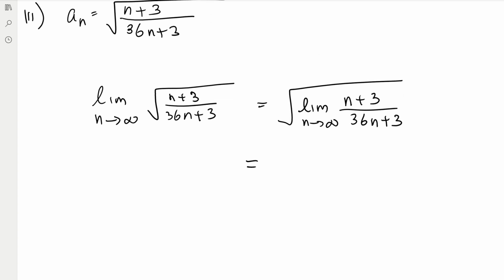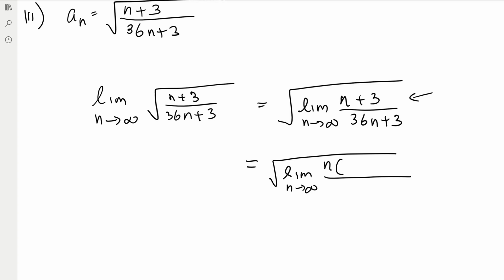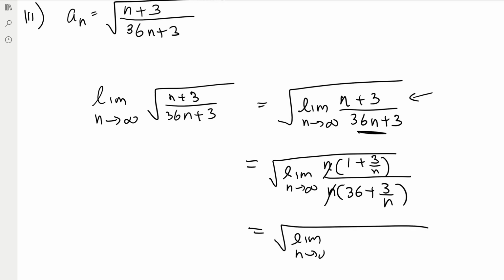Right, now how can we find the limit of this rational term? Well, now we know how to take the limit of that rational term, right? So I'm going to factor out the term with the highest power in the numerator and denominator. In the numerator, the term with highest power is n. So when you factor out n, it's 1 plus 3 over n. The term with the highest power in the denominator is also n, so let's take n out, so it's 36 plus 3 over n. So n cancels out, so what do we have here? The limit of the square root, of the limit when n goes to infinity of 1 plus 3 over n divided by 36 plus 3 over n.